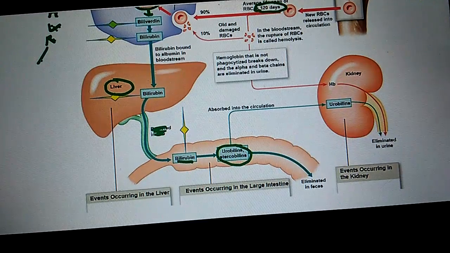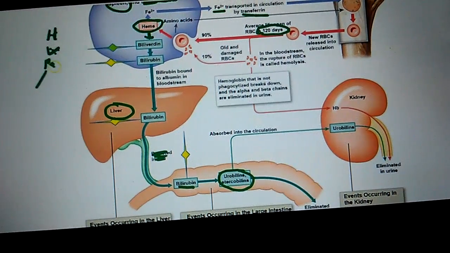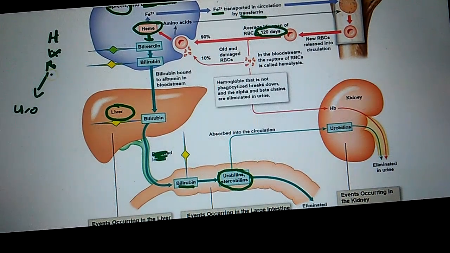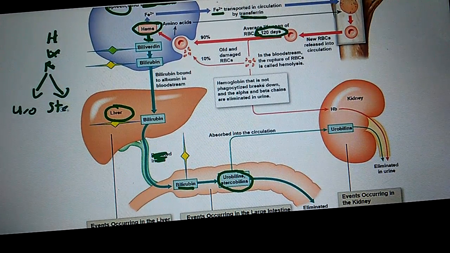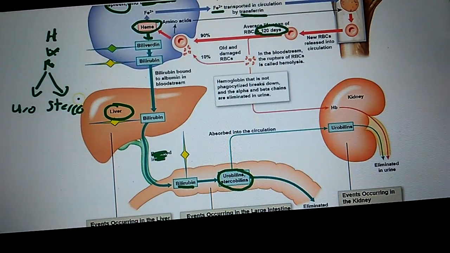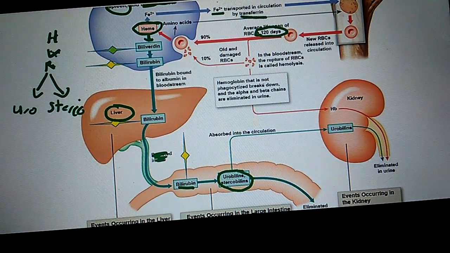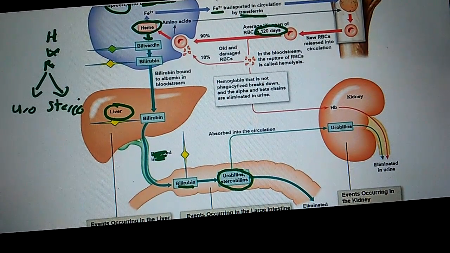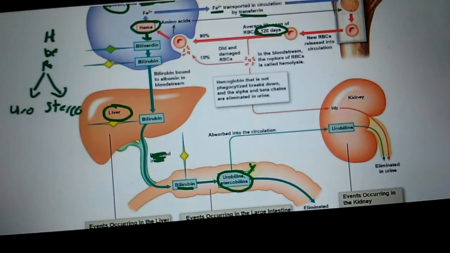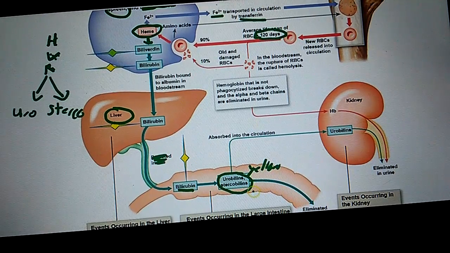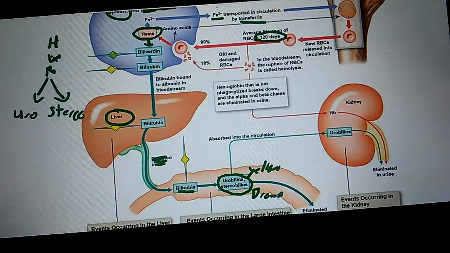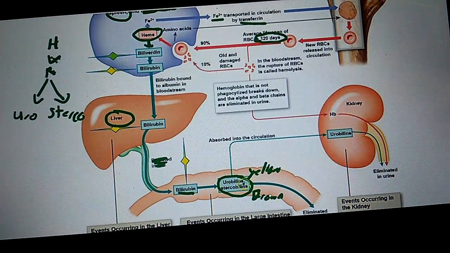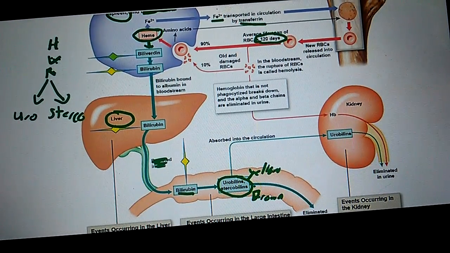Bilirubin, go back up to this at the top. Okay. Bilirubin gets converted into urobilins and stercobilins. So what does rubin get converted into? Uro and sterco. Okay, uro is what color? Yellow. Sterco is what? Brown.